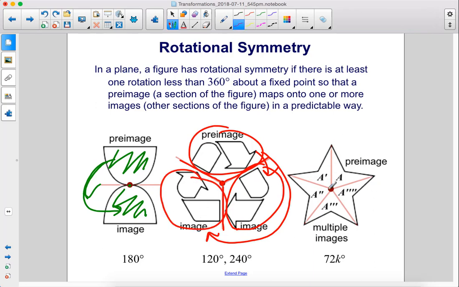With a star, we can put the point of symmetry right in the middle, and then every time we rotate it 72 degrees, we would end up with the same star, but just turned on its side a little bit. So all of these have rotational symmetry.